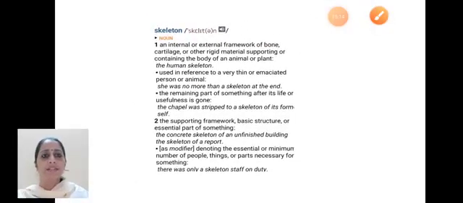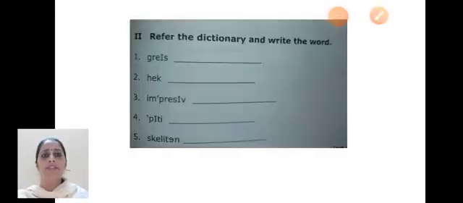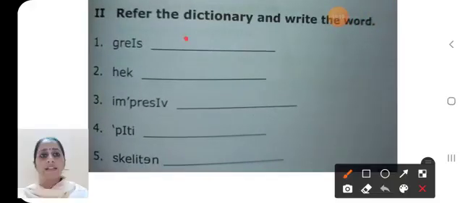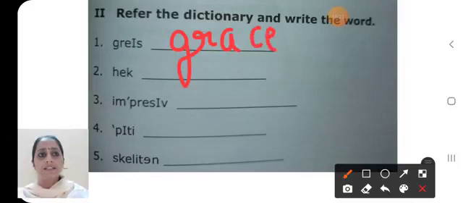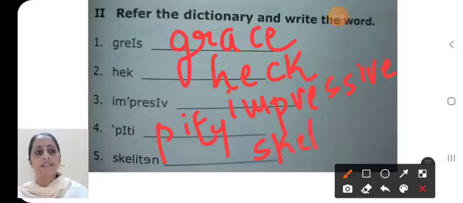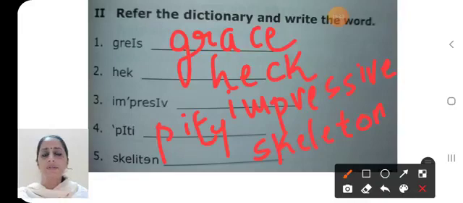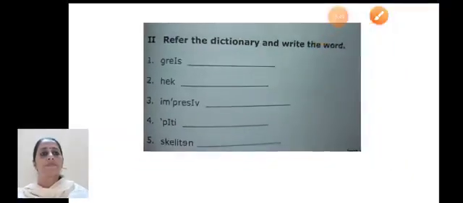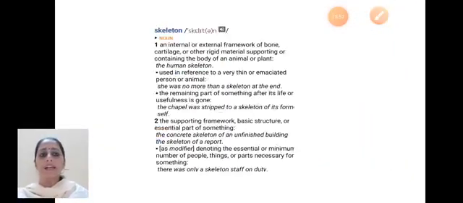So the 5 words that we have over here: first one is grace, second one is heck, third one is impressive, fourth one is pity, and last one is skeleton. Clear, students? These 5 words, I hope they are clear to all of you. Moving on to the next activity.